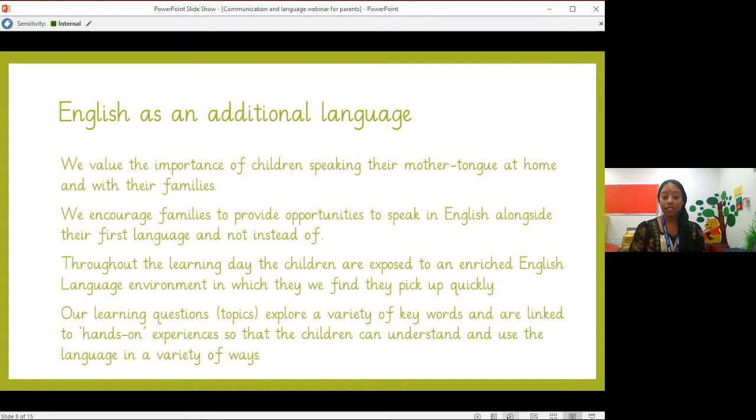So for example, we use the word observe in their science experiments, and like in our topic of can you make a rainbow, they had to observe the changes in the Skittle experiment. And then we'll ask them, can you observe what you see outside, so that they learn these new words.